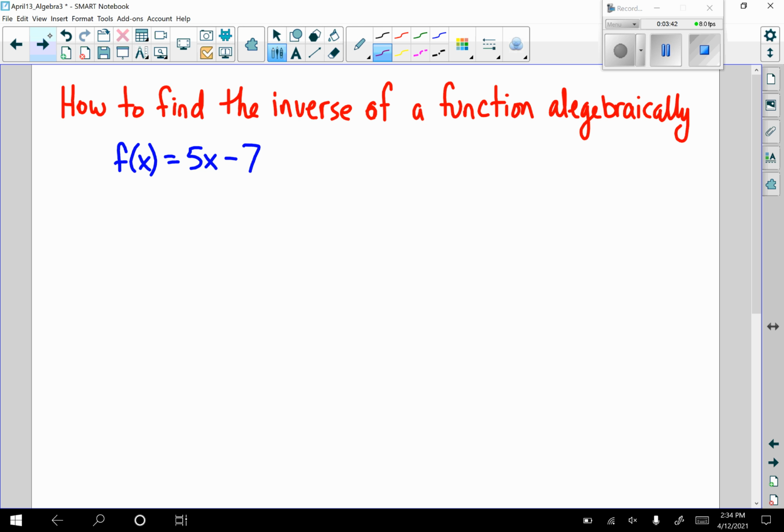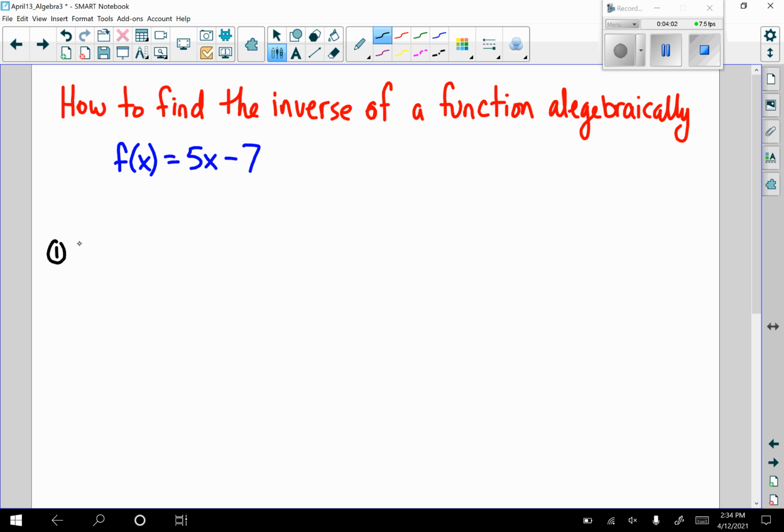So next we're going to take a look at how to algebraically find the inverse of a function. Now this is not part of the handout, so if you want to write this on your own sheet of paper, just at the bottom of the first page. So here our function is f of x is equal to 5x minus 7.